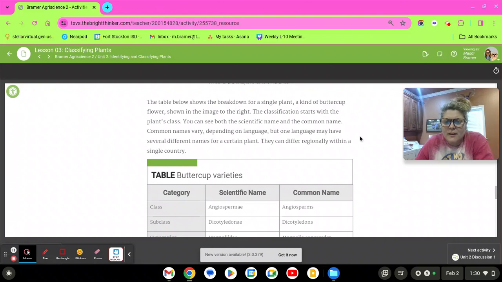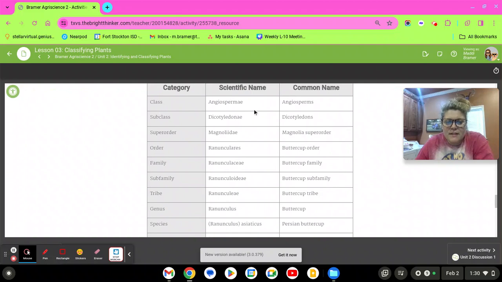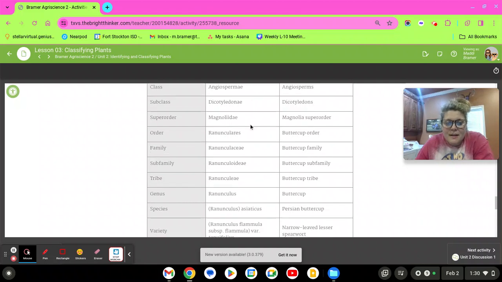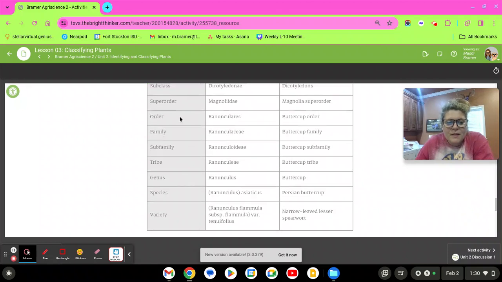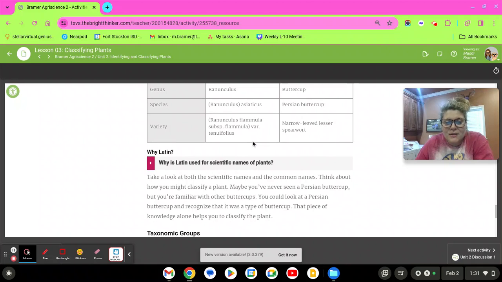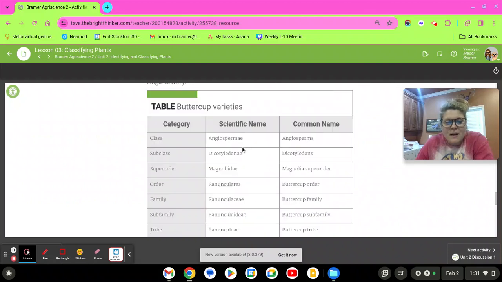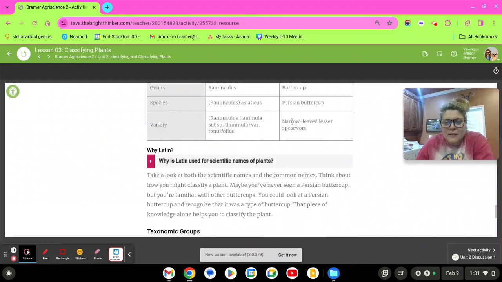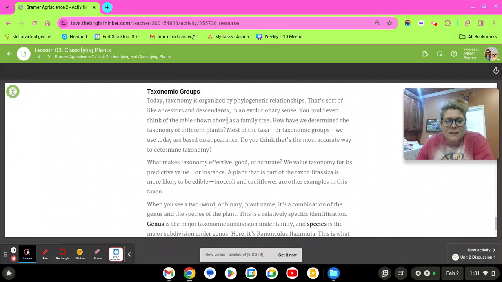The table shows the breakdown for a single plant, a buttercup flower. It shows you right there the scientific name, common name. Okay, then we go farther. We do the subclass, it's dicot. The order, then remember, family, subfamily, tribe, genus, species, variety. And then it goes all the way down to Ranunculus, which is this flower, which is what we're going to call it, the ranunculus. So we take a long way to get there, but there is a reason for it. It's to keep everything together, grouped, so that we know what it is.